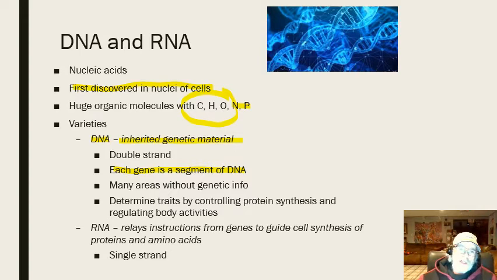So what do these genes do? Again, they have all that genetic information, and the genetic information determines traits by controlling protein synthesis and regulates body activities. So yes, in some ways it does tell us our eye color, because those are dictated by the protein that makes that particular color. DNA has the inherited genetic material, the code. RNA relays the instructions from the genes that helps guide the synthesis of proteins and amino acids. Amino acids are going to be proteins. The difference also is that DNA is a double strand, RNA is a single strand. That's another large difference between the two.